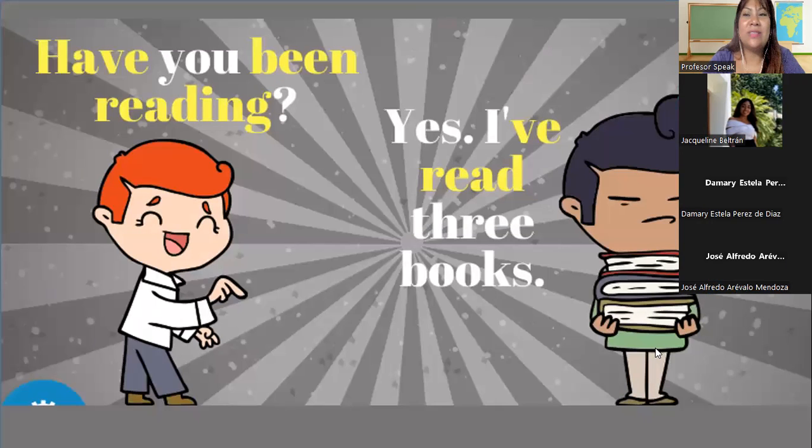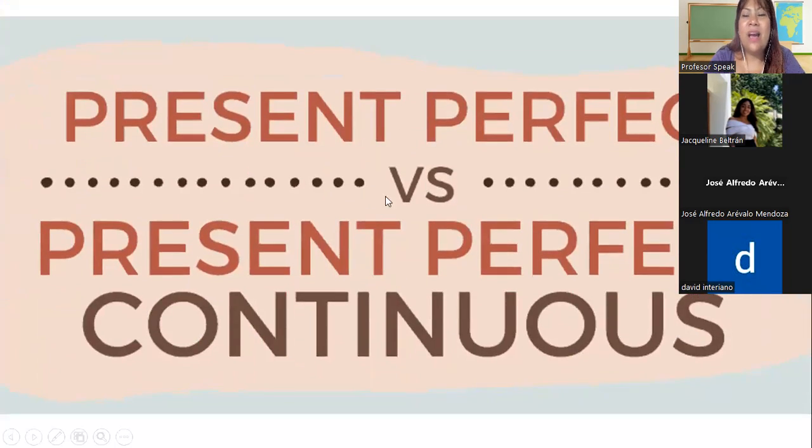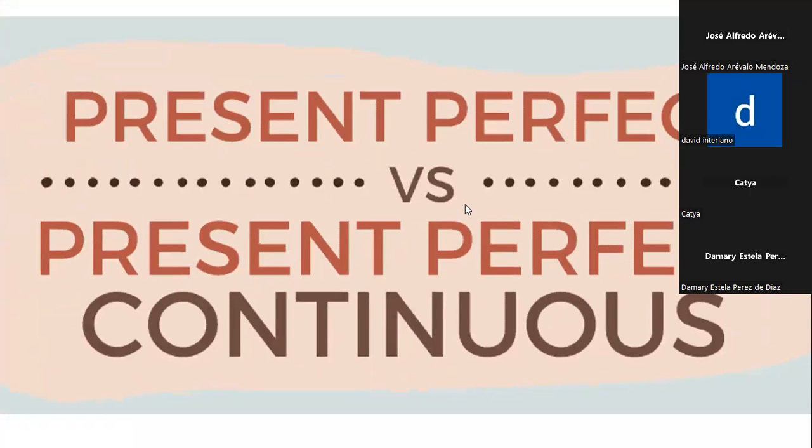You're going to read the next one. First, Jacqueline. Have you been reading? David? Yes, I've read 3 books. Okay, super. Then we have, what is this? The present perfect and present perfect continuous. Do you know the difference between present perfect and continuous? Yes. What is the difference?